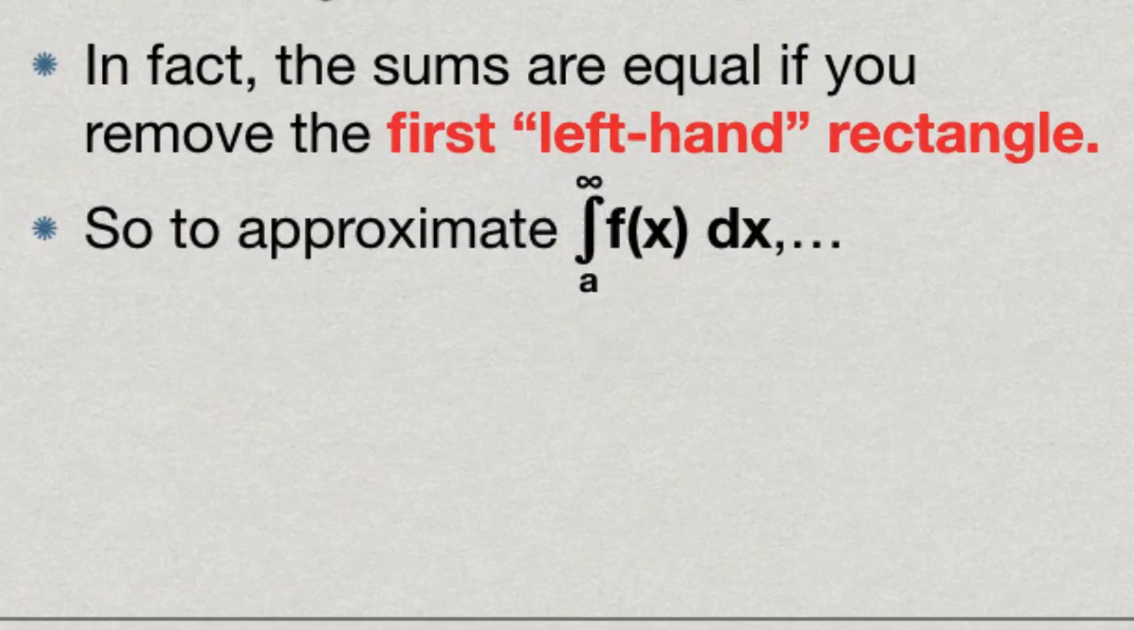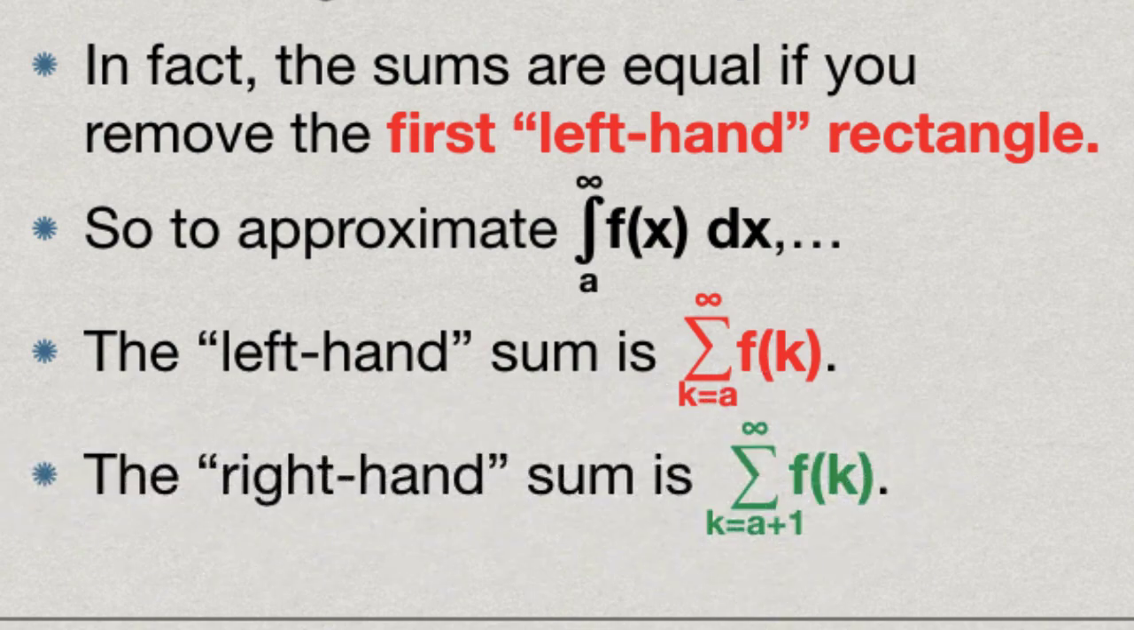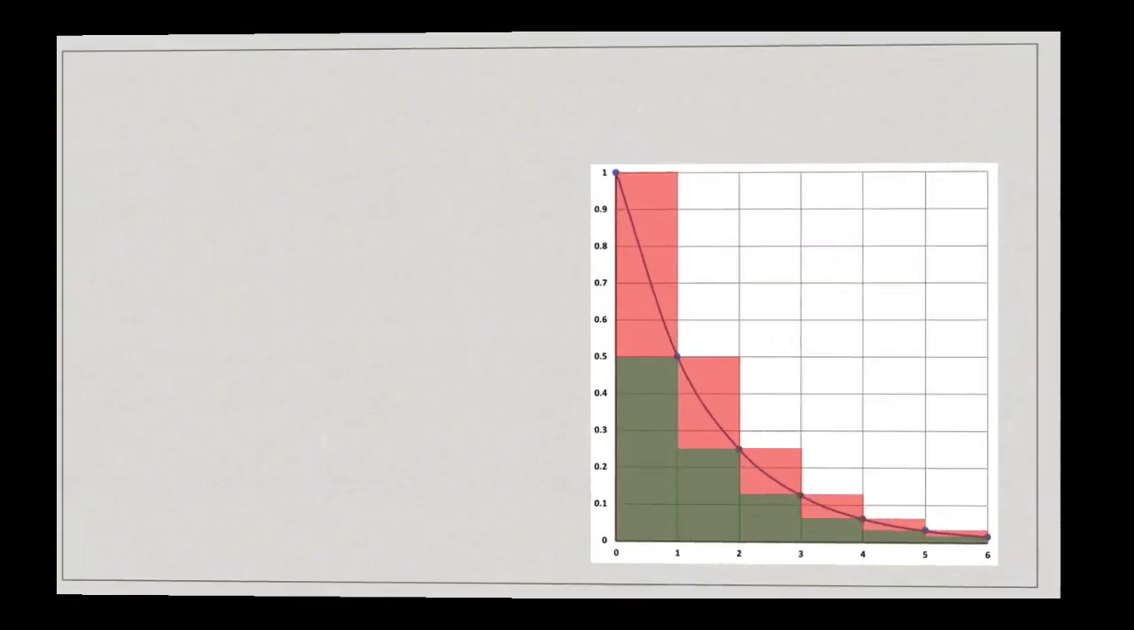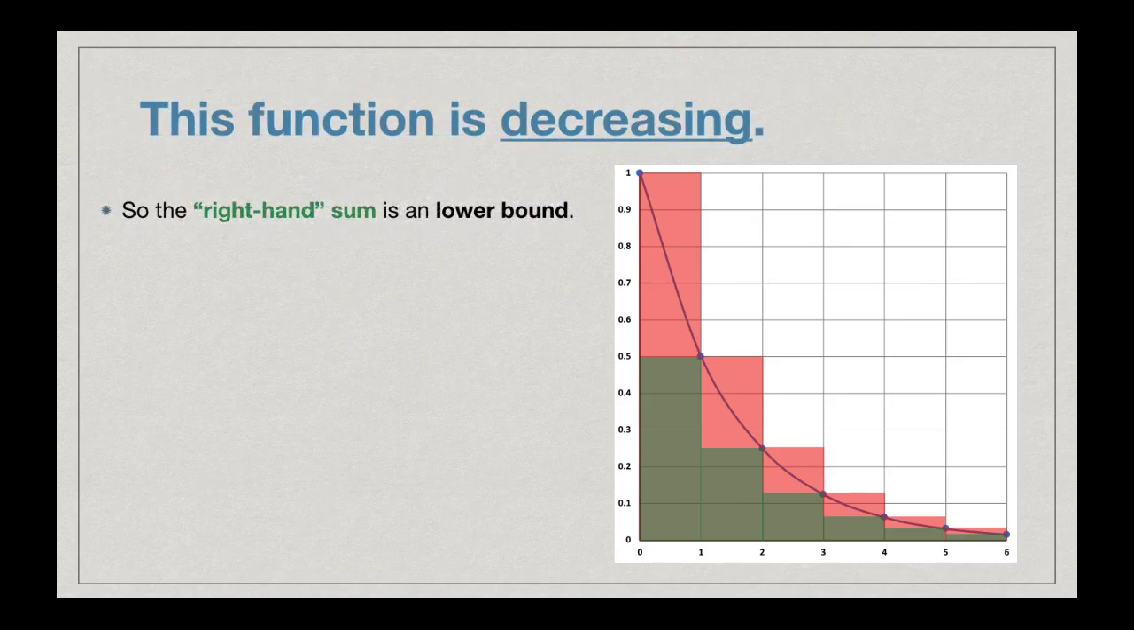So if I want to approximate the area under that curve, the left-hand sum is going to be the sum from a to infinity of the function values. Because remember, the width is 1, so I'm taking that width and multiplying it by the function value from a to infinity, wherever I happen to be starting. Then with the right-hand sum, I'm always starting at the second rectangle if it was the left-hand sum. So basically, the right-hand sum is going to be everything except for the first rectangle in the left-hand sum, if that makes sense.